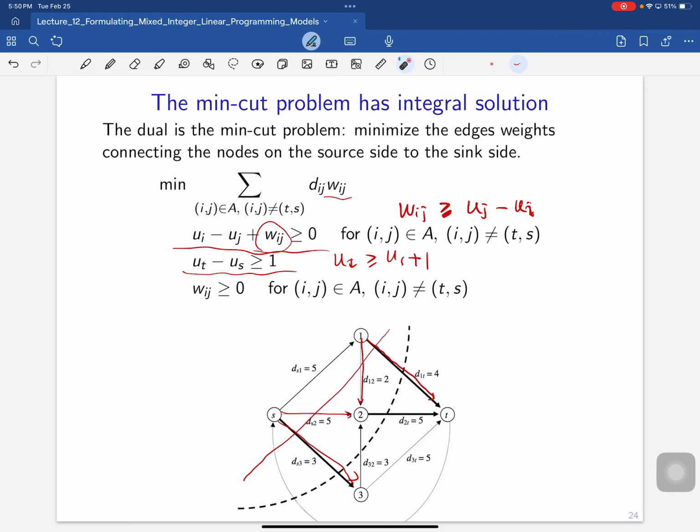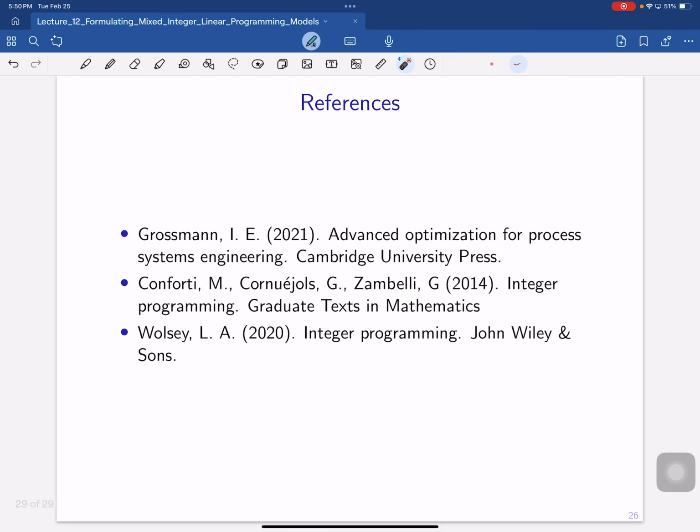Okay, so if you want to read a bit more, there are a few references, especially the last two references on integer programming.